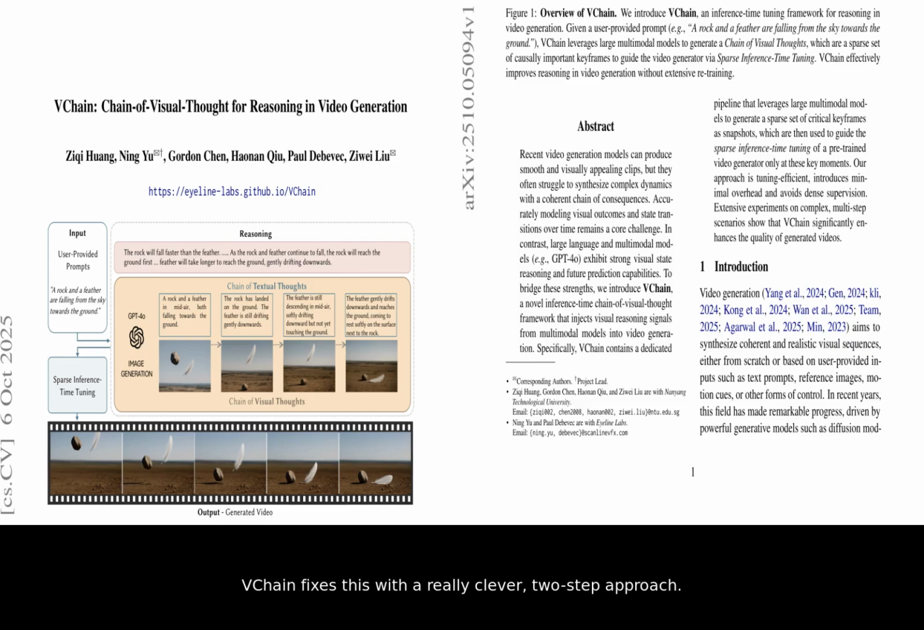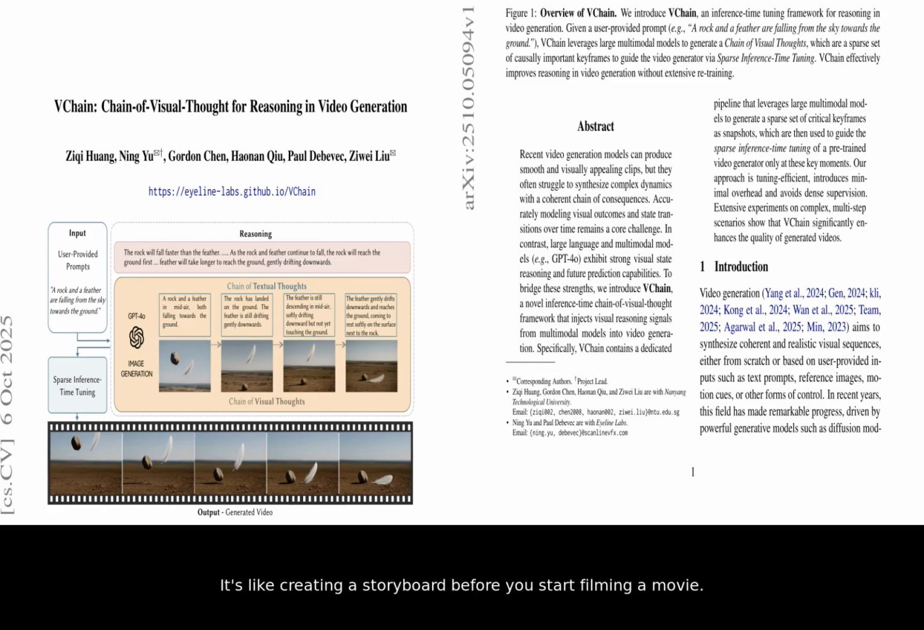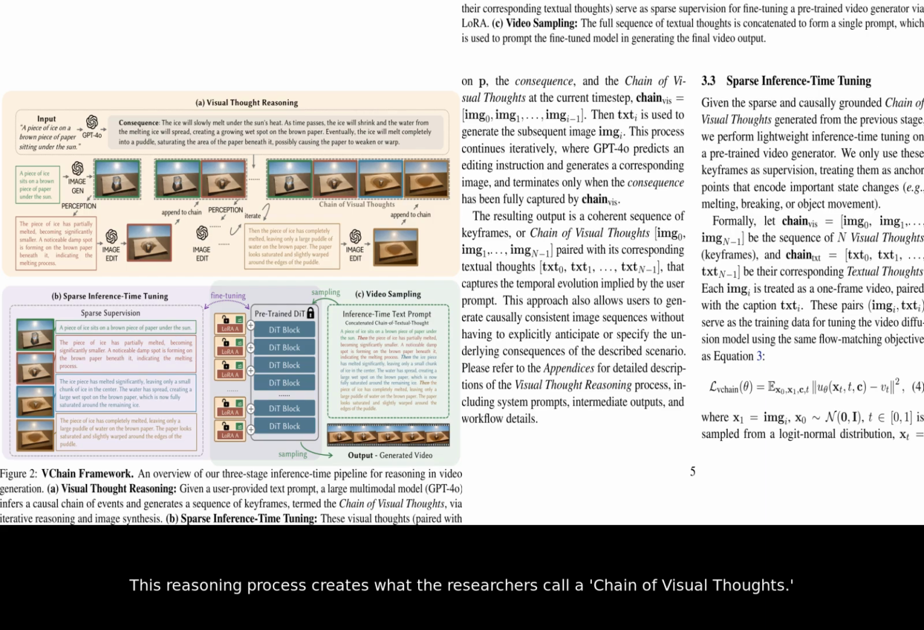The core problem is that these models struggle to synthesize a coherent chain of consequences over time. VChain fixes this with a really clever two-step approach. Instead of just generating a video directly from a text prompt, it first uses a very smart multimodal AI, like GPT-4o, to reason about the process step by step. It's like creating a storyboard before you start filming a movie. This reasoning process creates what the researchers call a chain of visual thoughts.